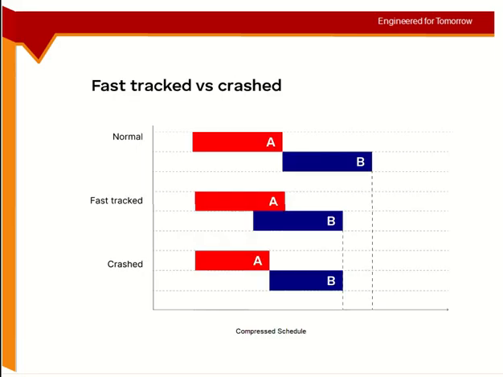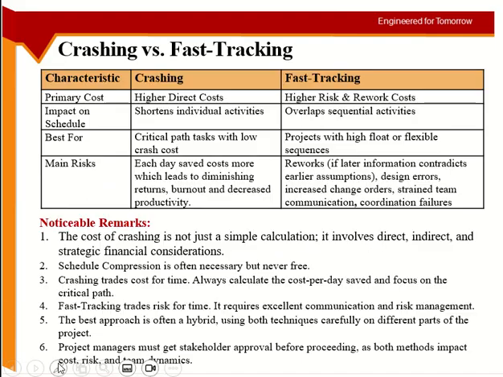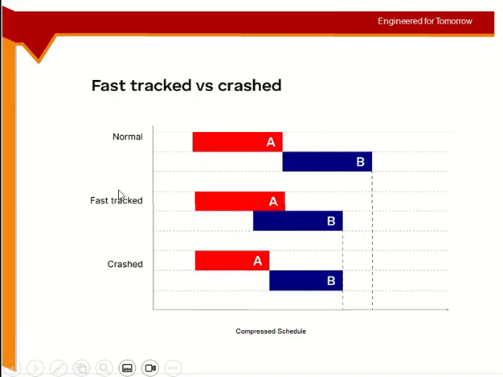So just to wrap up, we have discussed two methods of crashing or compression. Normally, A has this much duration, B has this much duration. If you overlap them with the same duration, this is called fast tracking. If you don't overlap them, but reduce the duration of A and B, this is called crashing.